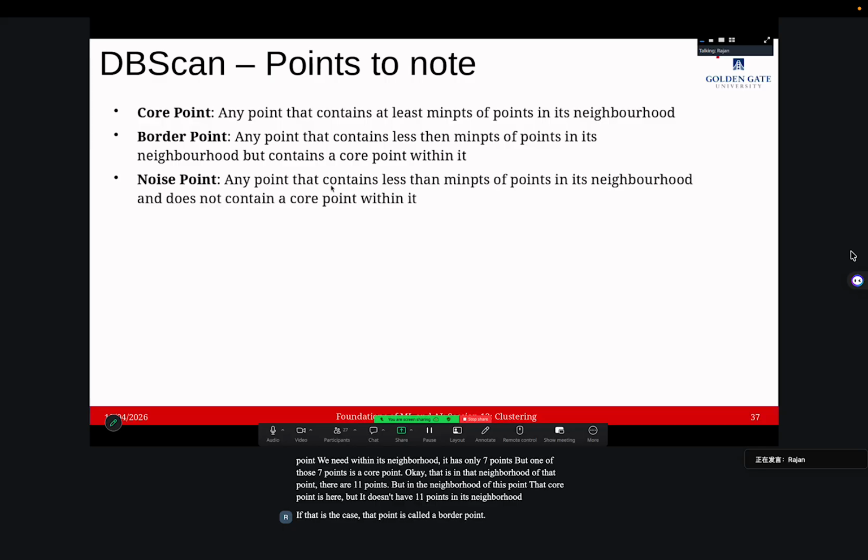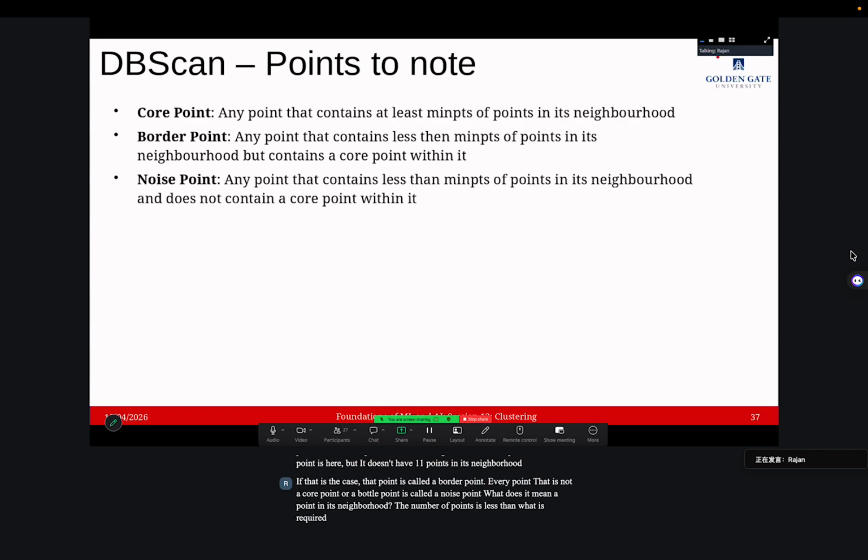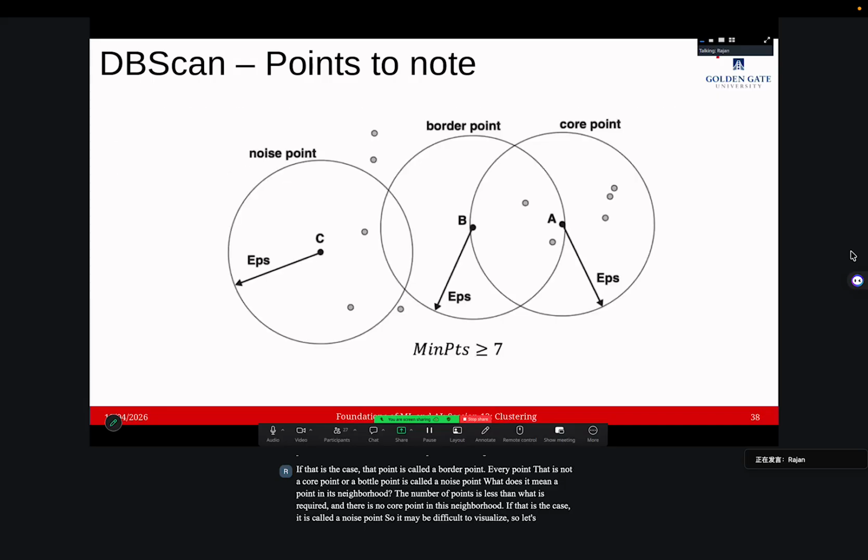If that is the case, that point is called a border point. Every point that is not a core point or a border point is called a noise point. What does it mean? In its neighborhood, the number of points is less than what is required, and there is no core point in its neighborhood. If that is the case, it is called a noise point. It may be difficult to visualize, so let's take a look at an example.